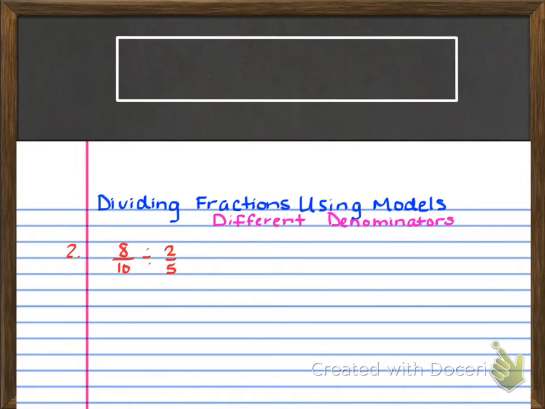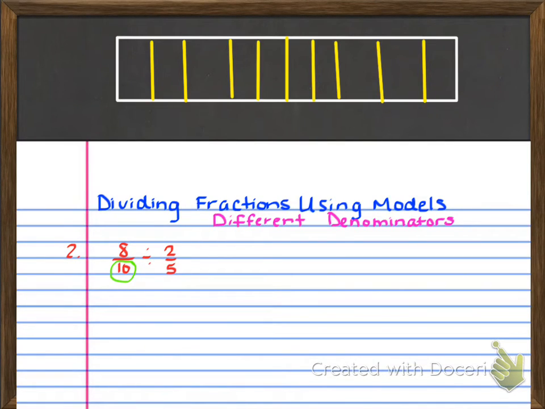So now we're going to go ahead and look at dividing fractions using models when you have different denominators. So you have 8/10 and we want to divide that into 2/5. So just like before, we're going to go ahead and look at that 10. So I'm going to circle the 10 here. And we're going to use that 10 to split our bar up here into 10ths. All right, so now you can see I've separated this into 10 pieces. 1, 2, 3, 4, 5, 6, 7, 8, 9, 10.